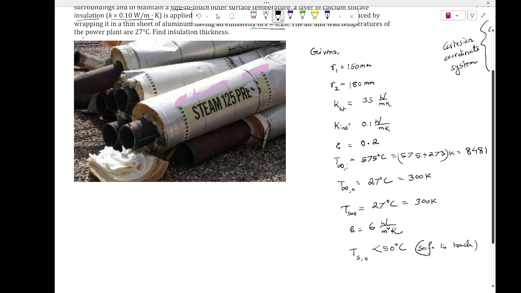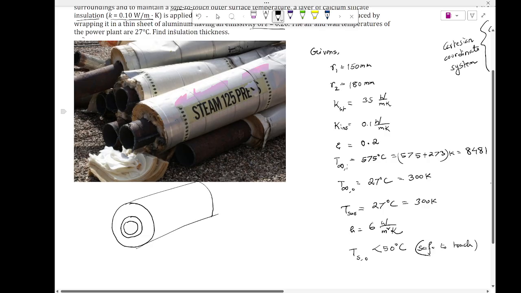Okay, so then the real thing is the sketch. Let me do the sketch first. So you do have these multiple layers. You have this steel pipe and the insulation, right? And then this is your pipe, right? Okay, and then you have this radius, right? This is R1. This is R2. Okay, and you have this R3.